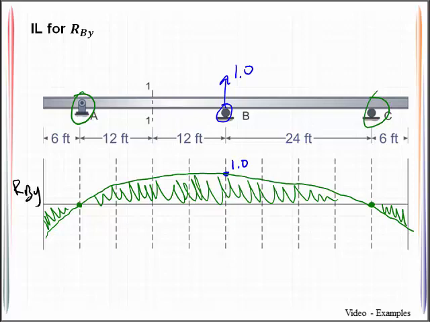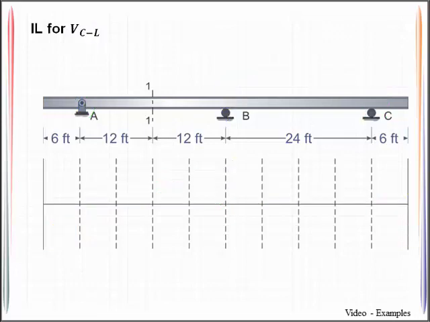Qualitative meaning one that doesn't have values, but we have the general shape. And so we can tell the influence of different regions, such as here develops the negative influence line. Here we have a negative influence line, and this is all for the reaction at By. Let's try something a little bit more complex.